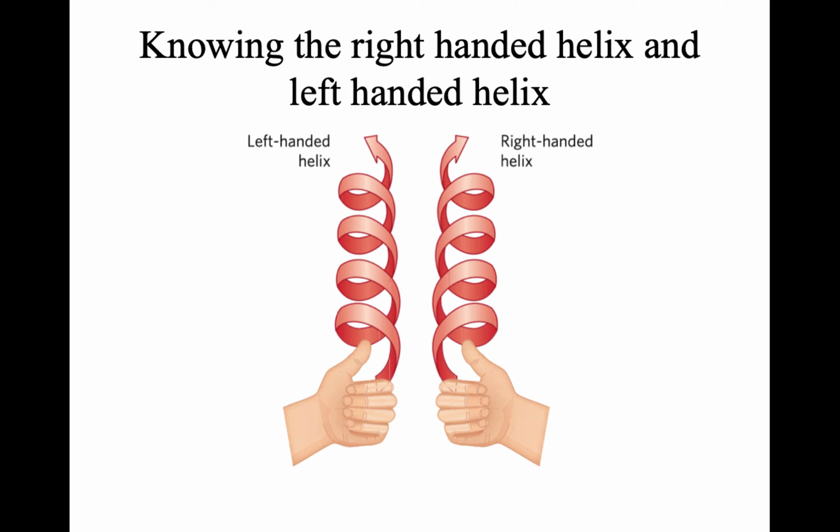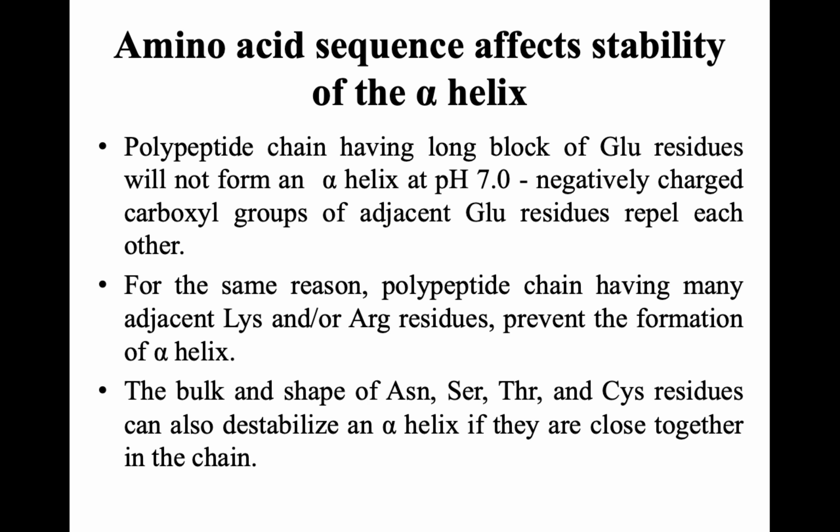Similarly, if you hold the right hand and fold the other four fingers, with the thumb facing away from you, and imagine the helical structure spiraling around your thumb in the direction the other fingers are folded, that is going to make the right-handed helix. So here we can distinguish between the left-handed helix and the right-handed helix.